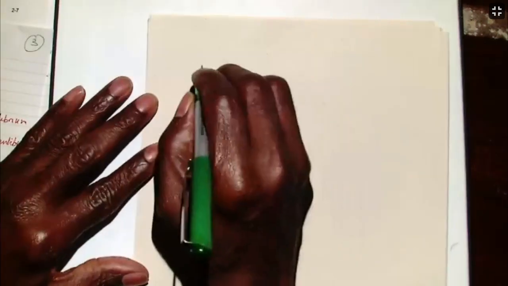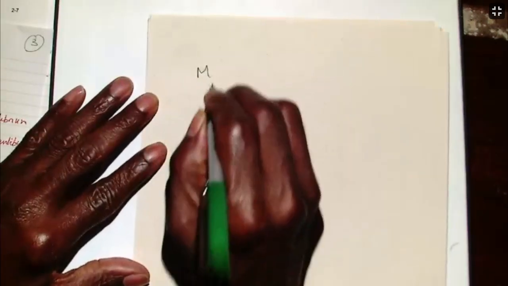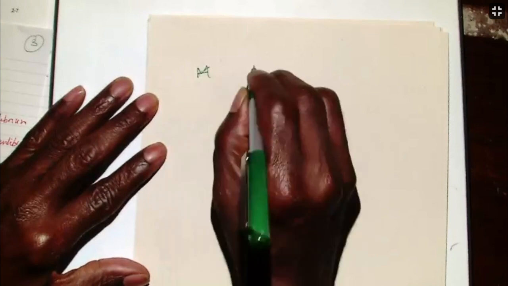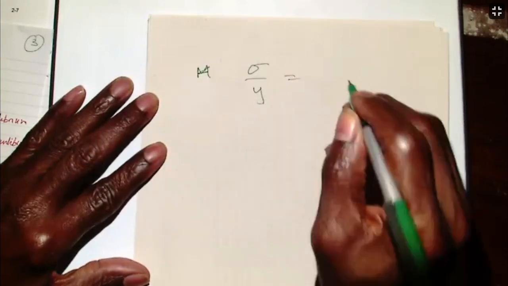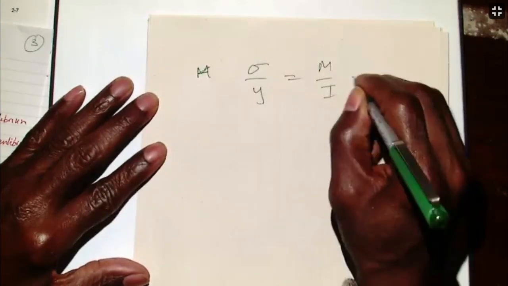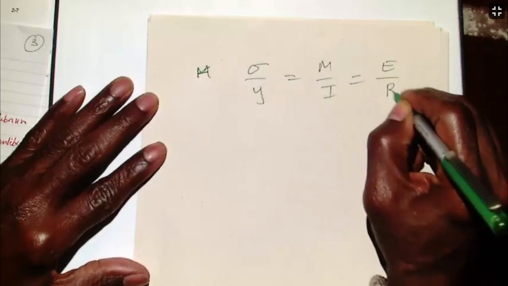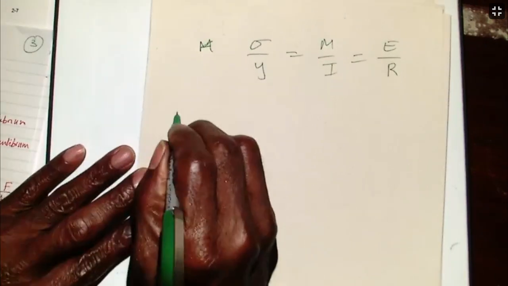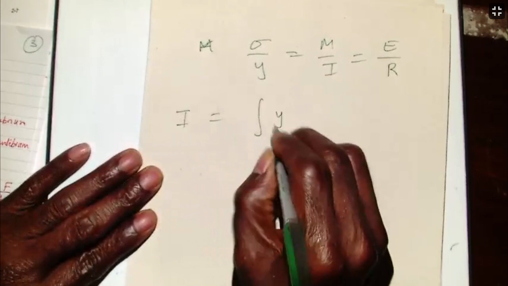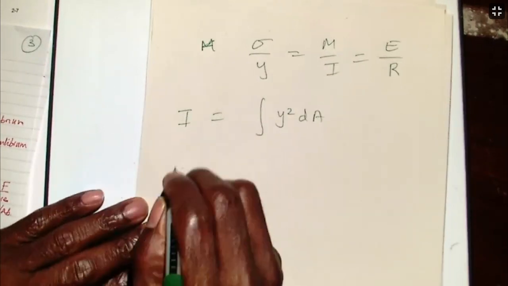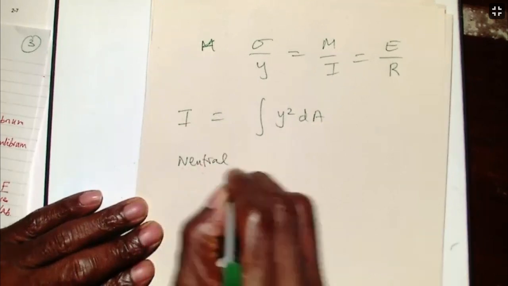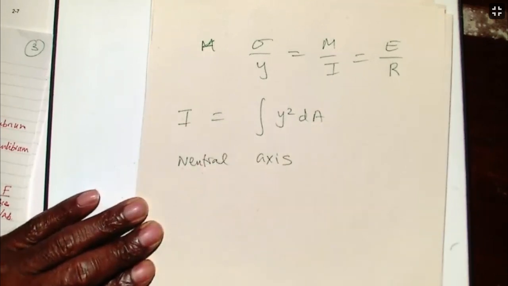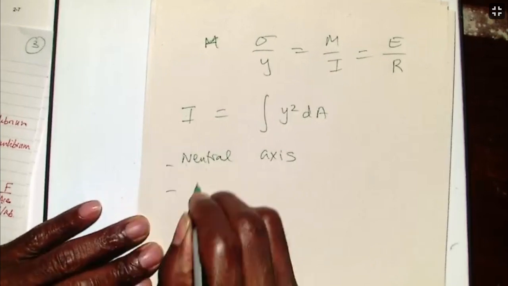So I'm going to rewrite the bending equation again: sigma over y equals M over I equals E over R. So let's now look at what we've just said. The moment of inertia I equals the integral of y squared dA. And we've talked about the neutral axis, so y is measured from the neutral axis, and we've also got the centroid.